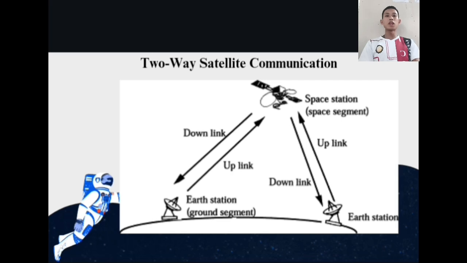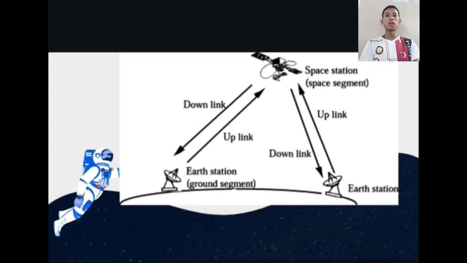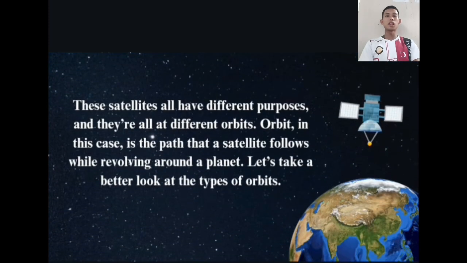Two-way satellite communication. Following is the figure for two-way communication. In two-way satellite communication, the information is exchanged between any two Earth stations. It can be said that there is point-to-point connectivity. The signal is transmitted from the first Earth station to the second Earth station, such that there are two uplinks and two downlinks between the Earth stations and the satellite.